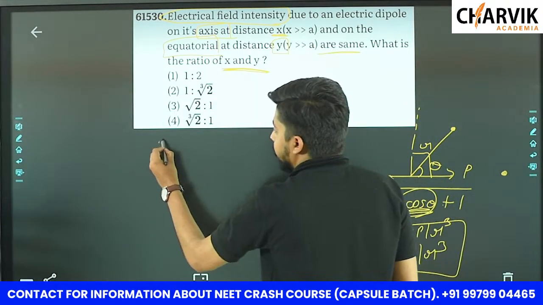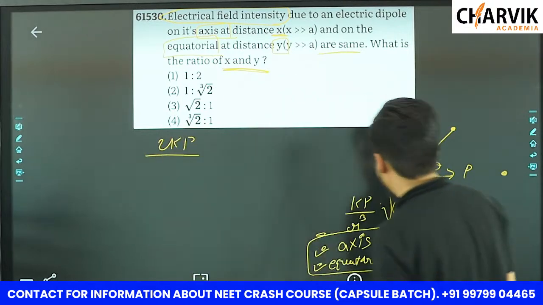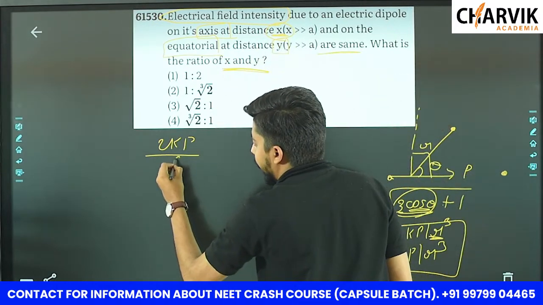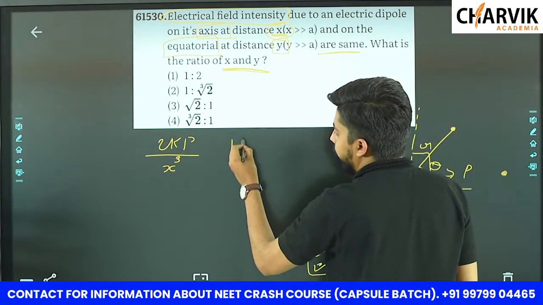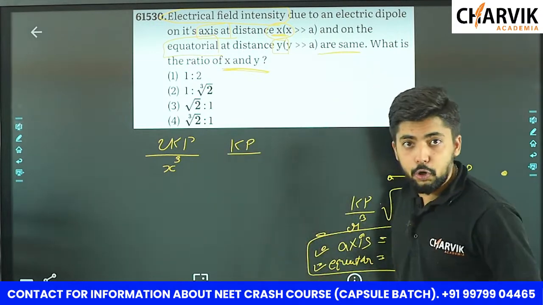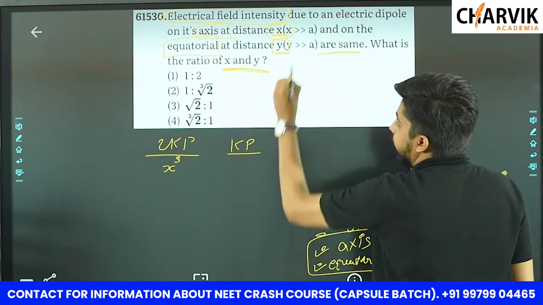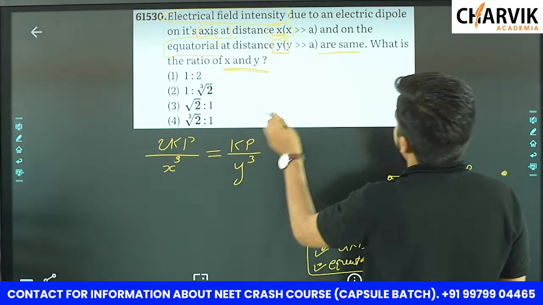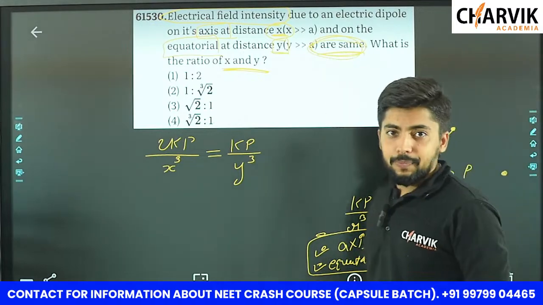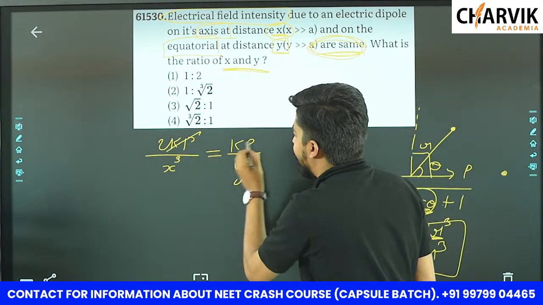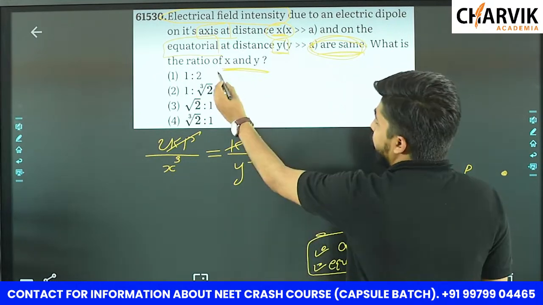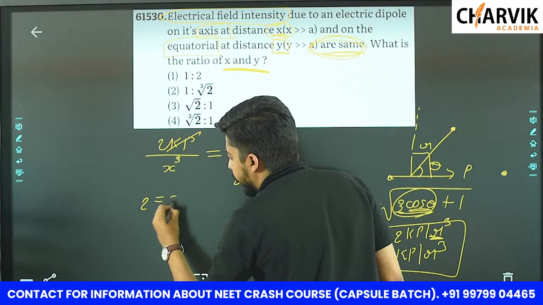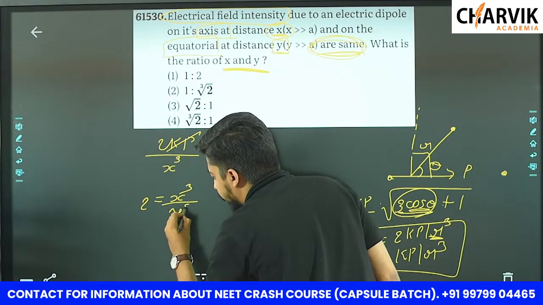So we can write that 2kp divided by r cube, but in our case the distance is given as x, so upon x cube. And for the equatorial line it is kp divided by r cube, but in our case the distance is given as y, so it will be y cube. And these both are equal to each other, as given in the question. So now by equating both, kp gets cancelled out. You need to find the ratio of x and y. x goes on that side, so you can say 2 is equal to x cube divided by y cube.